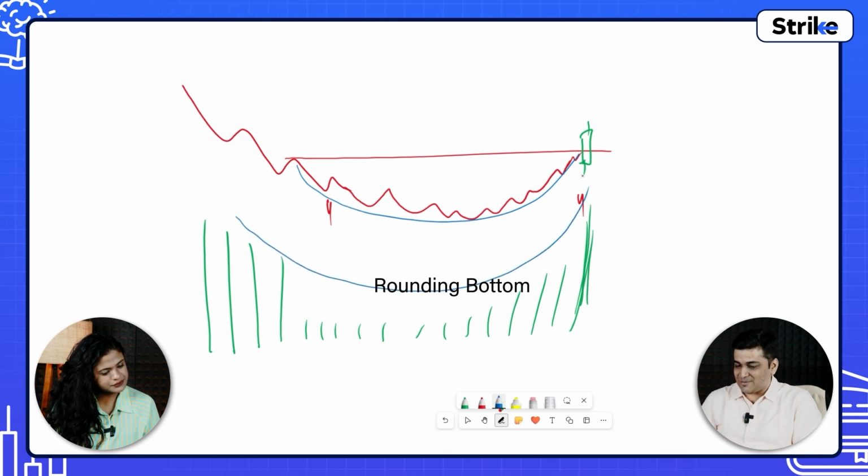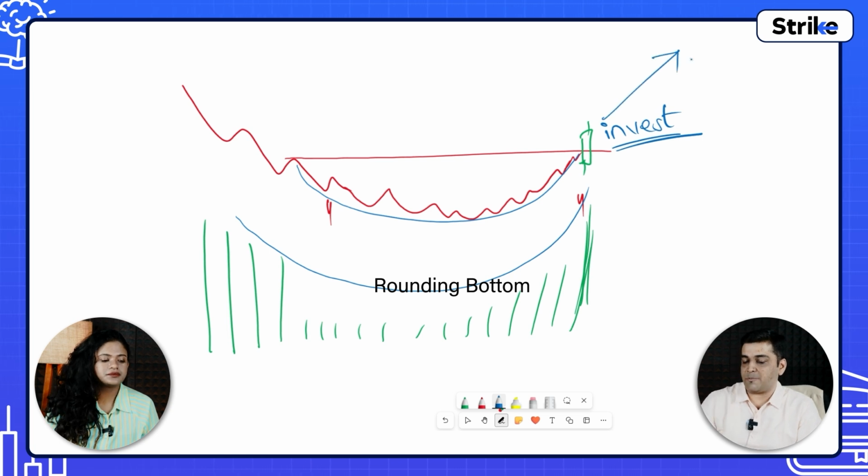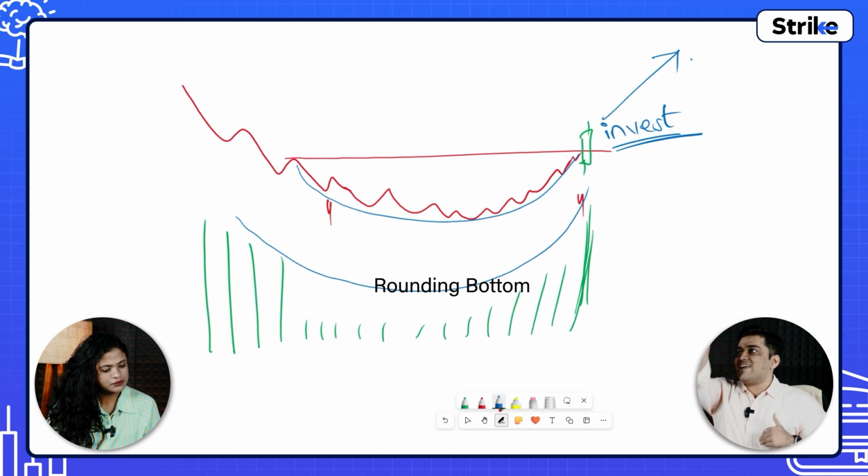So when you find something like this, it's a classic rounding pattern, and you can simply invest over here, expecting a large uptrend. See, the stock has made a nice base, a 3 to 4 year base. If the base is very long, it is very strong. So skyscrapers can be built on it, right? So that's rounding bottom for you.